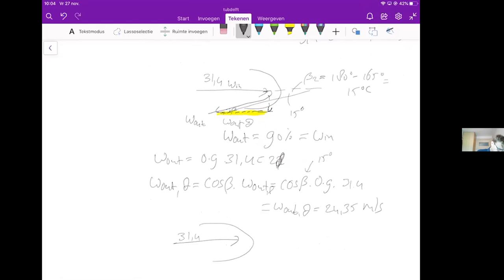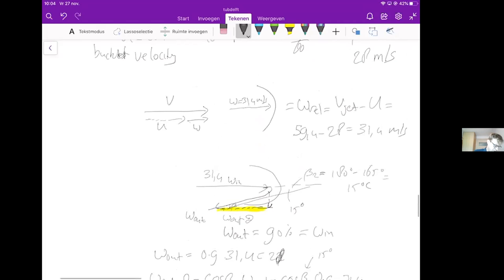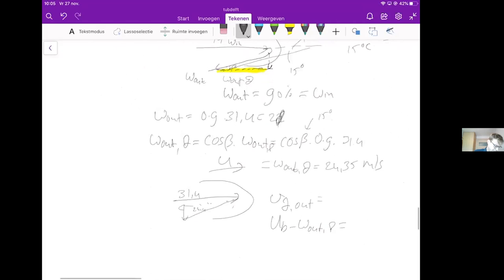So if we go again to the bucket, we have here 31.4, and we go like this, and we have 24.4 out. You can also calculate the x direction, that's with the sine, of course, W out times the sine. So we know the V theta 2, because the buckets are still rotating there with velocity U. V theta 2 is the bucket velocity minus W out theta, and the bucket velocity, we had it on top here, is 28 meters per second.